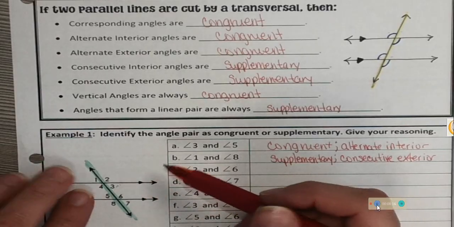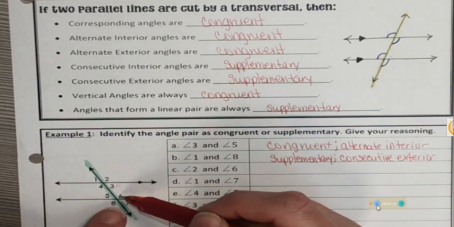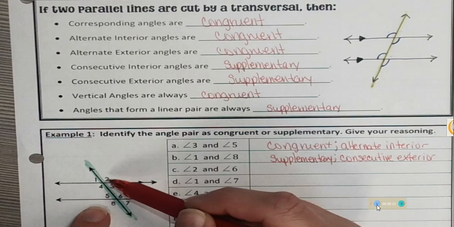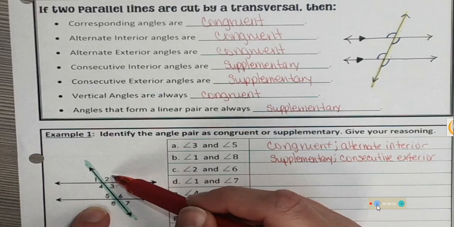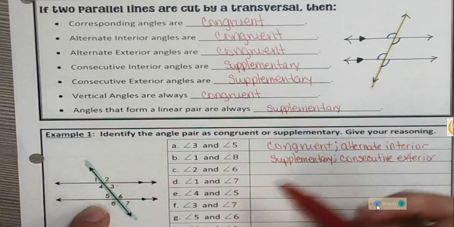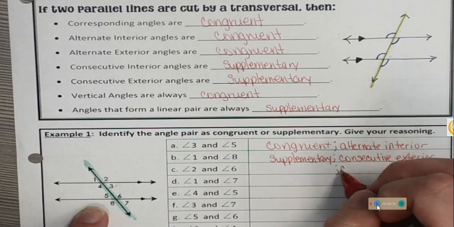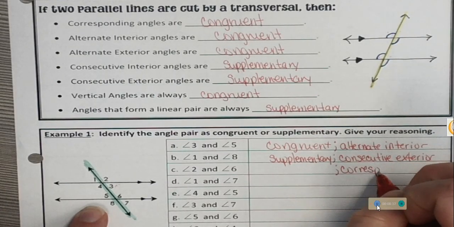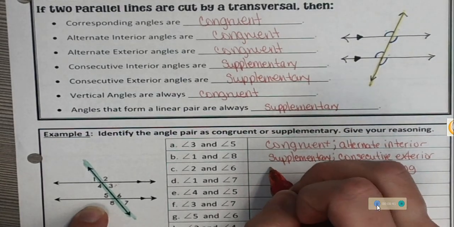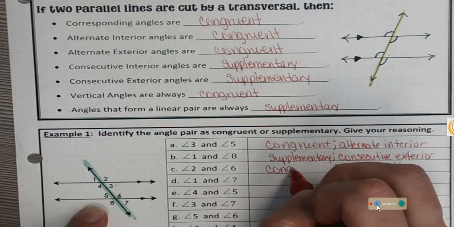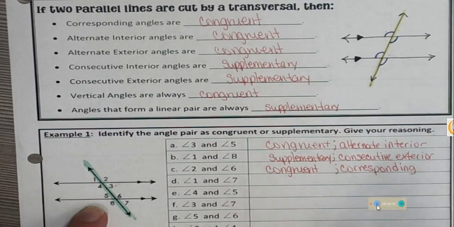All right. Letter C says 2 and 6. Are 2 and 6 on the same side of the transversal or alternate sides? Same side. Are they same side, same spot by any chance? They are. They're both top right, top right. That means they are corresponding. And if they are corresponding and sitting in the exact same spot, what do you notice about those two? They're going to be congruent. They are the exact same thing.